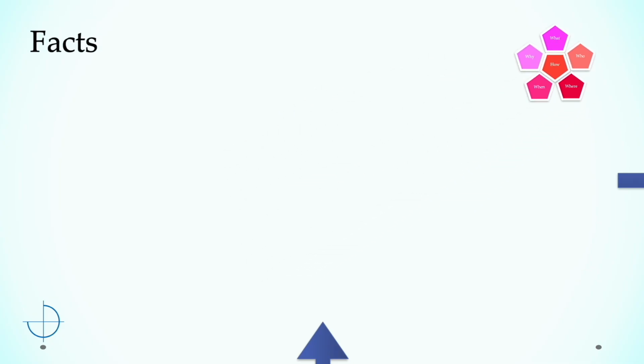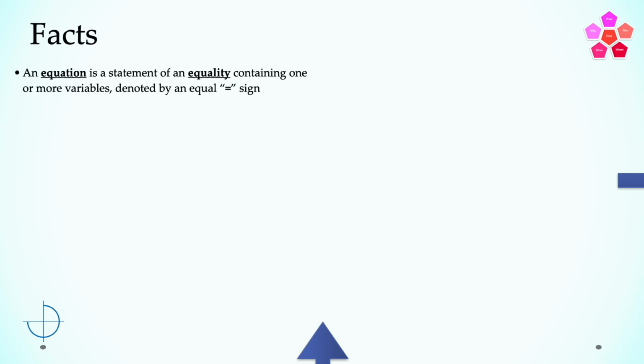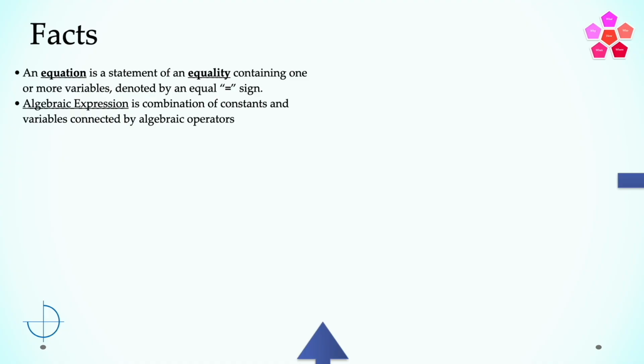Let's start with some facts. The assumption is that you have a good understanding about these facts. An equation is a statement of equality containing one or more variables denoted by an equal sign. Algebraic expression is a combination of constants and variables connected by algebraic operators, which are addition, subtraction, multiplication, and division.